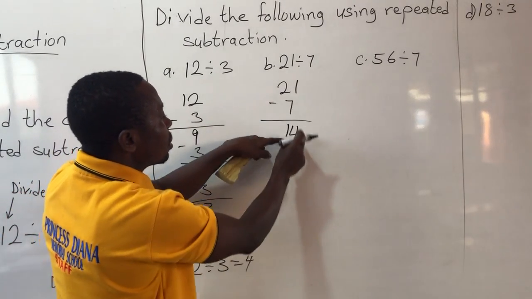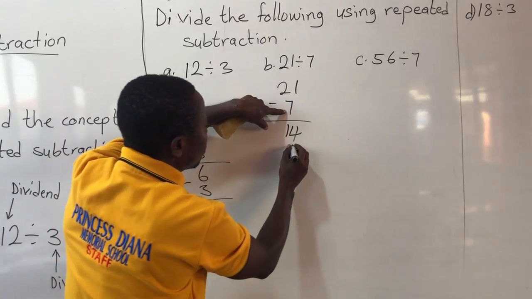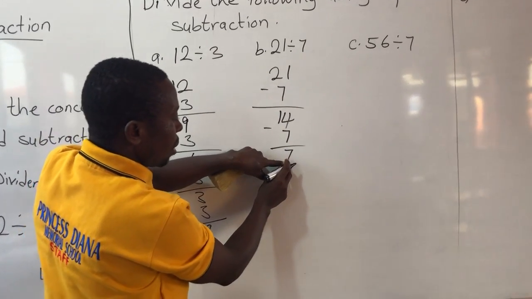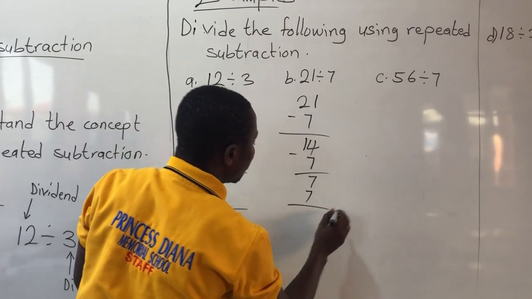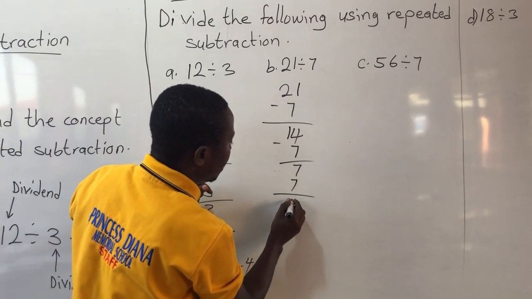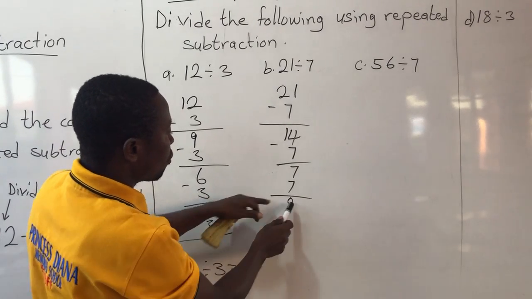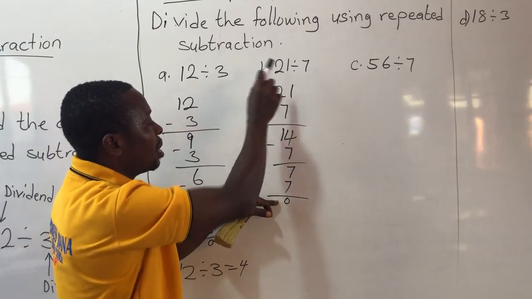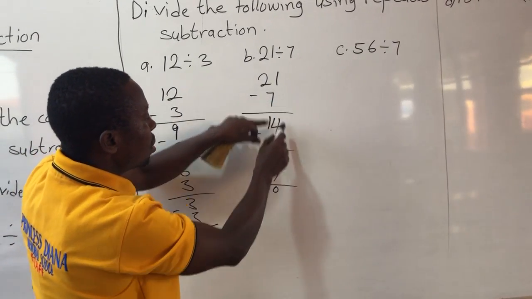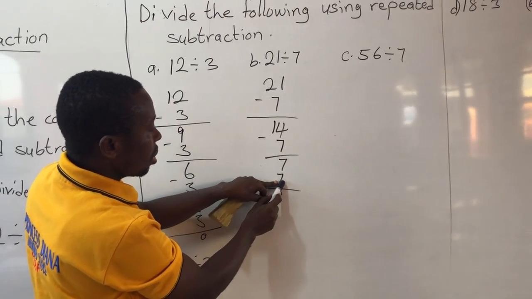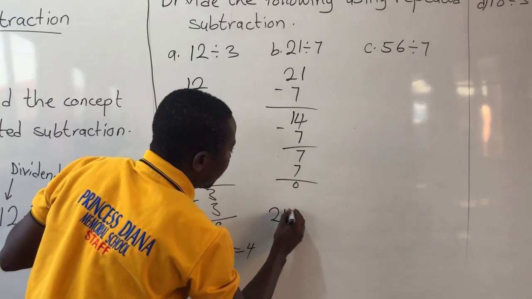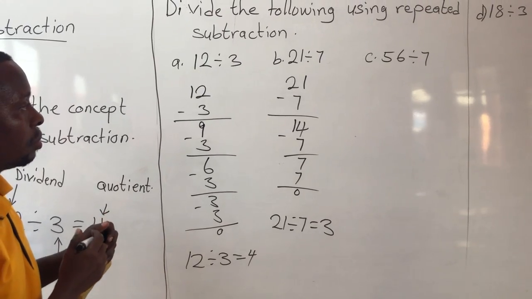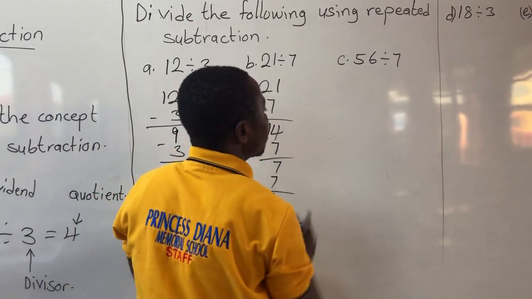The same way, since 14 is not 0, we are still subtracting the 7 from it. So, minus 7. Okay? And this will give us 7. And this 7 is still not 0. So we continue to subtract. Very good. So 7 minus 7 will give us 0. So from here, we count the number of times we subtract the divisor from the dividend. This is the first one, second, and this one, the third. So 21 divided by 7 will give us 3. Very good.